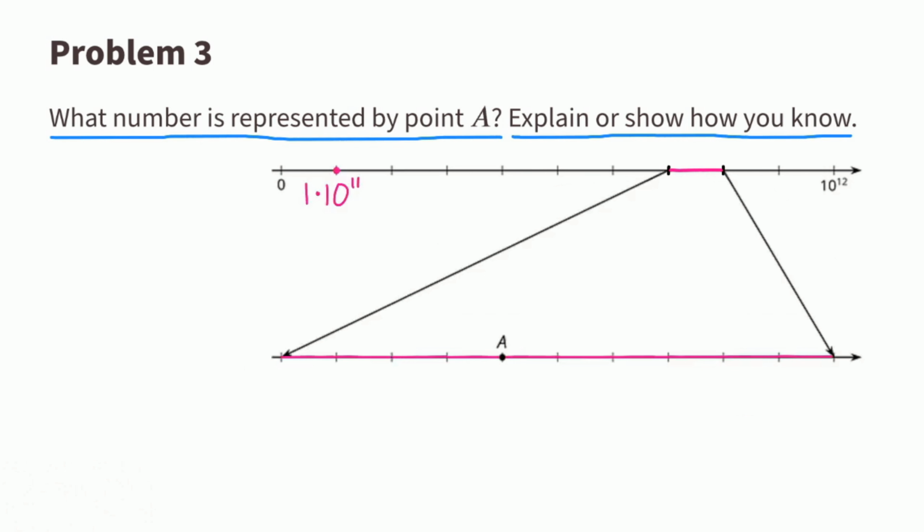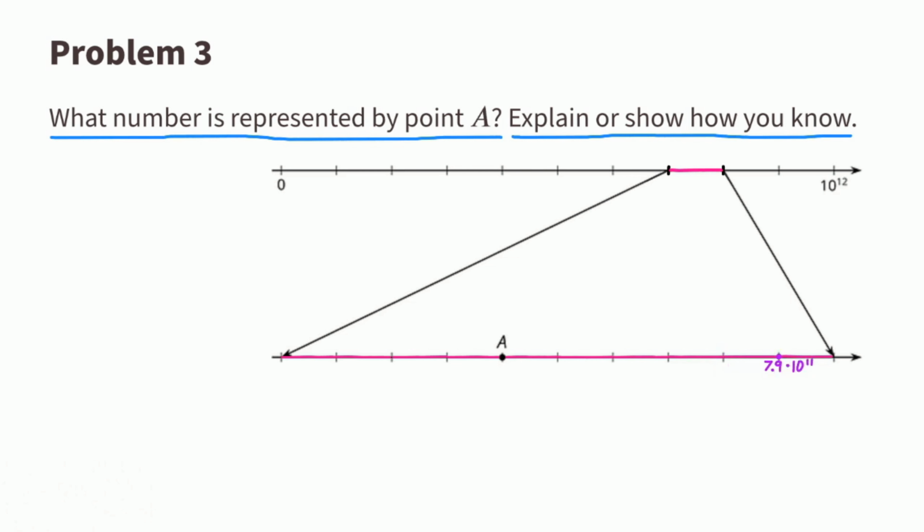Here's 1 times 10 to the 11th power, 2 times 10 to the 11th power, 3 times 10 to the 11th power, 4 times 10 to the 11th power, 5 times 10 to the 11th power, 6 times 10 to the 11th power, and then now we've gotten to the zoomed in line. 7 times 10 to the 11th power, 7.1 times 10 to the 11th power, 7.2 times 10 to the 11th power, 7.3 times 10 to the 11th power, and here's point A, 7.4 times 10 to the 11th power. That's your answer. Let's keep going.